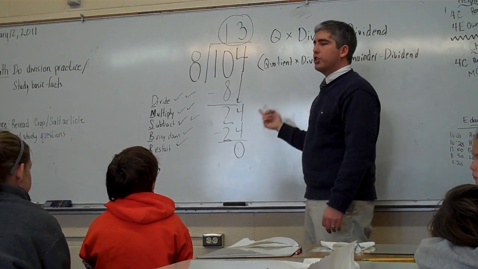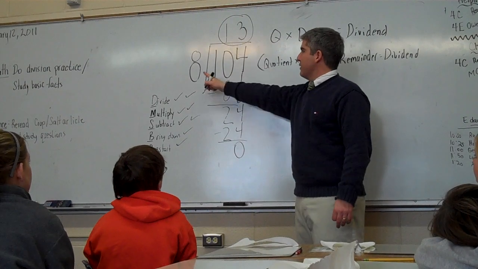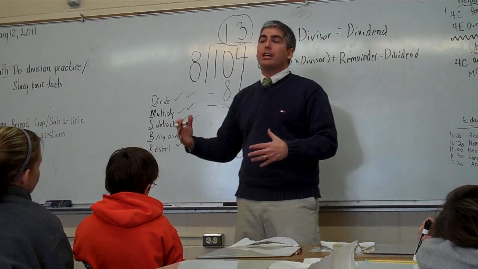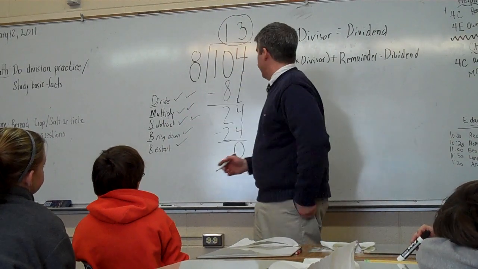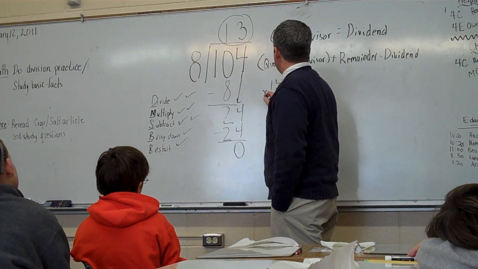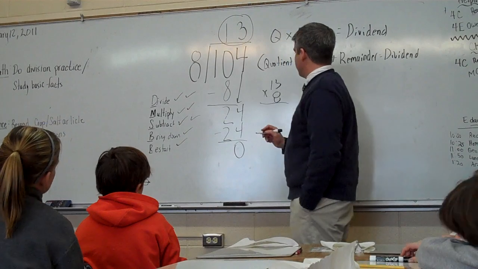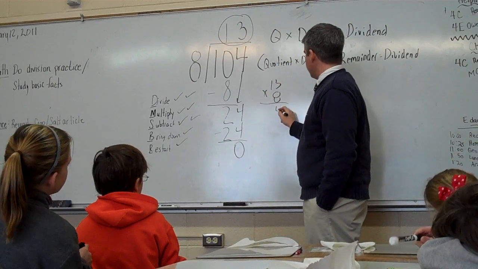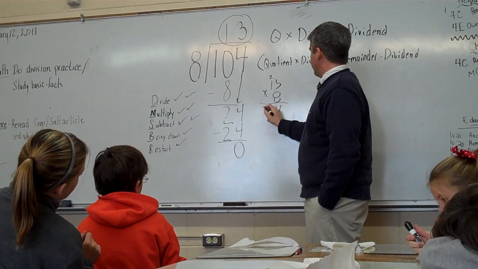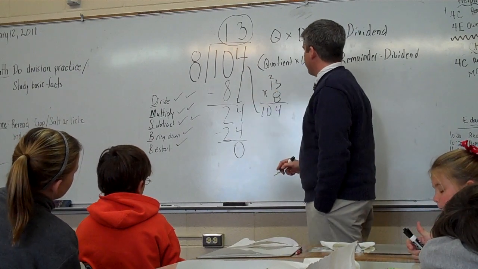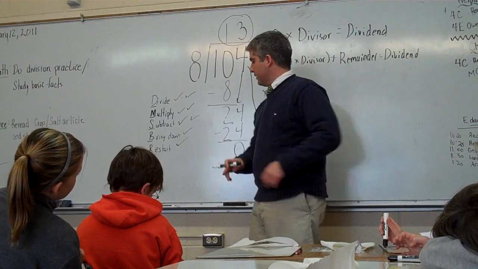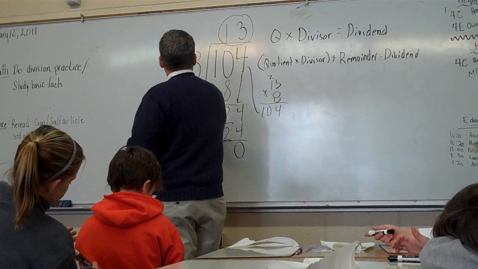Okay? So if you want to check your work, you take your quotient, you multiply it times your divisor, and if you have a remainder, you add it to your remainder. If you don't, obviously we don't have a remainder. So if we did 13 times 8, 8 times 3, anybody? 8 times 3 is 24. Carry the 2, 8 times 10. See, it matches up. So we got the right answer. The right quotient is there.